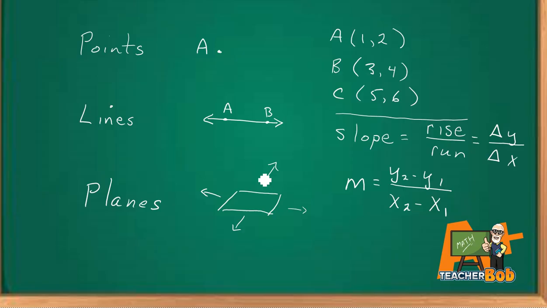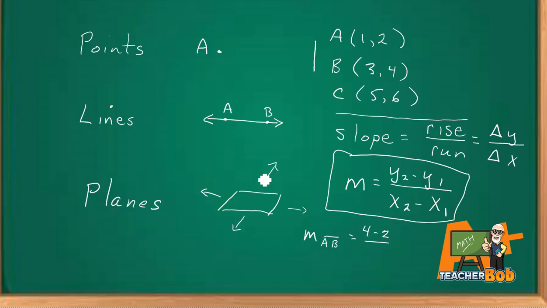If we made a line between this point and this point, A is coordinate (1, 2), and B is coordinate (3, 4). And we use this formula here. We can write this into the formula. The slope of line segment AB, we can write it out like this, is equal to, we've already written up the formula here, so that's 4 minus 2 over 3 minus 1.